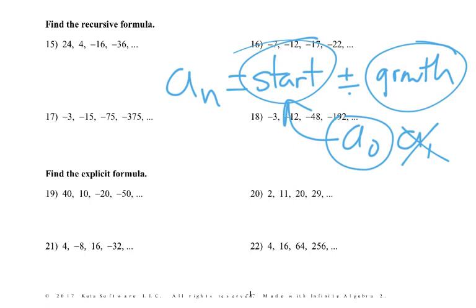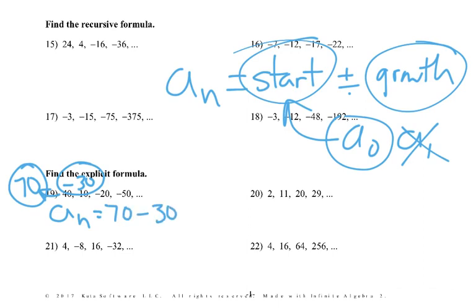So 40 to 10 to negative 20 to negative 50, looks like we're subtracting by 30. So going backwards, we would add 30, and we'd get to 70. So our start number is 70, our growth is negative 30. So we go a sub n equals our start number, then we're going to subtract 30, and because we subtract over and over and over, the repeated subtraction is multiplication, so I times by n.